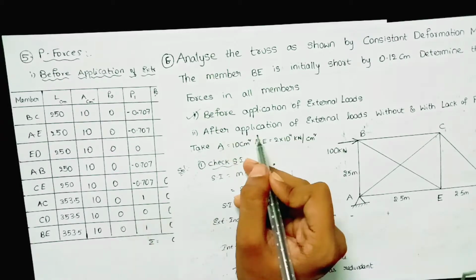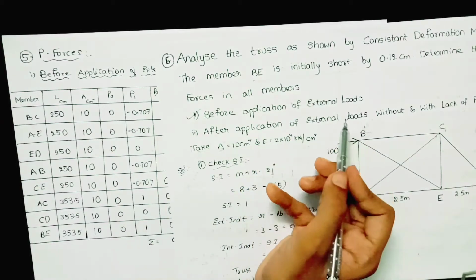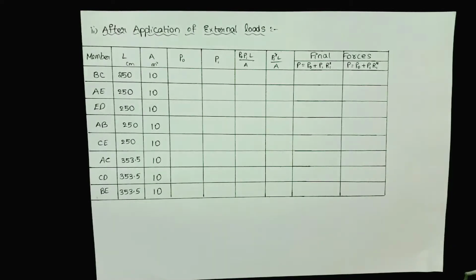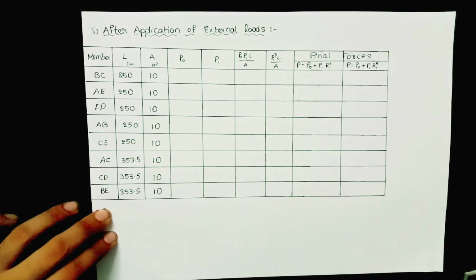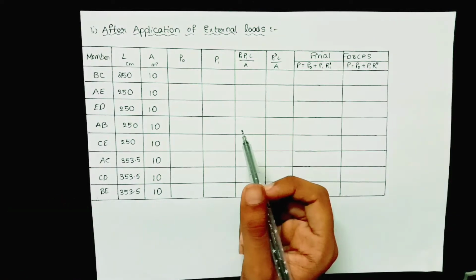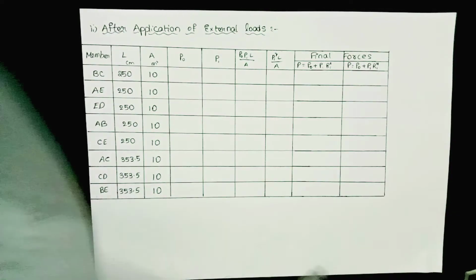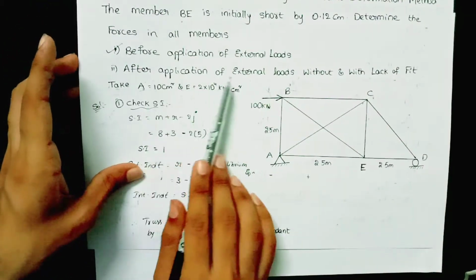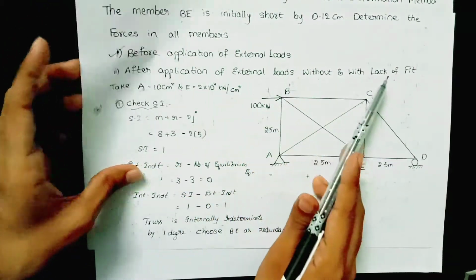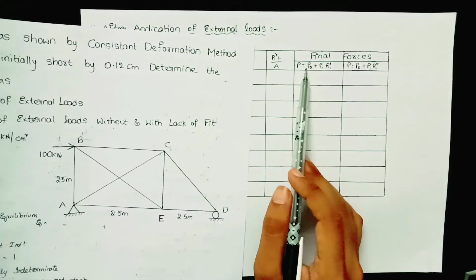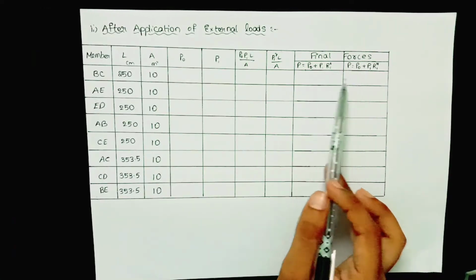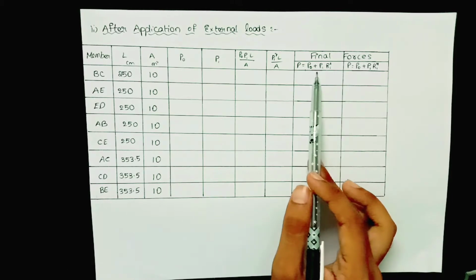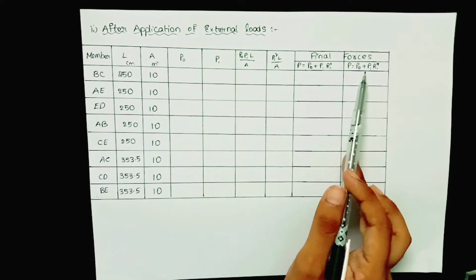Now we have to calculate the final forces for the external loads after applying the external loads. So I have drawn the table here. So now after application of external loads, the external loads are applied and we have to analyze the forces in each member. This is the format of the table. So in the question it is asked that after application of loads with and without lack of fit. So we have to calculate first without lack of fit and next with lack of fit. Okay, so I have divided final forces in two types. So this is without lack of fit and this is with lack of fit.